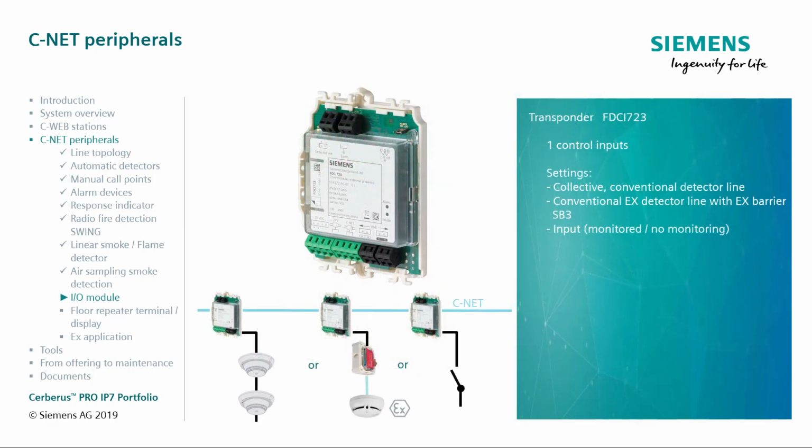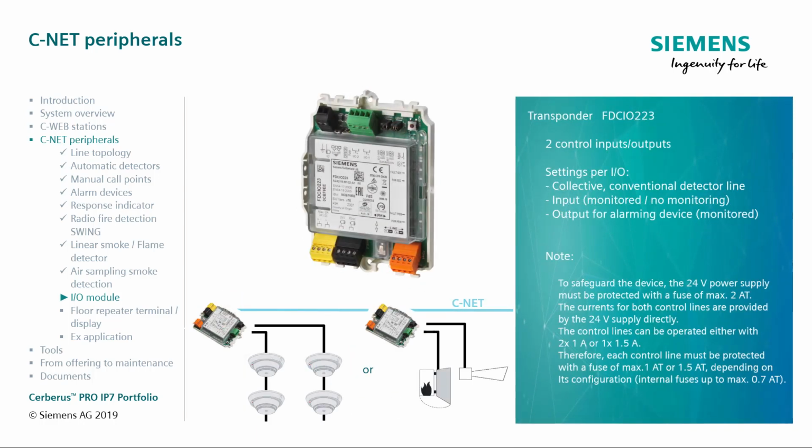The transponder modules are also part of the I/O modules on the CNET. The first module offers one control input. It can be configured either as collective conventional detector lines, as conventional EX detector lines with the SB3EX barrier, or as inputs. The second module is equipped with two monitored inputs and outputs. They can be selected either as collective or conventional detector lines, as inputs, or as monitored outputs. Both modules must be powered from an external supply.